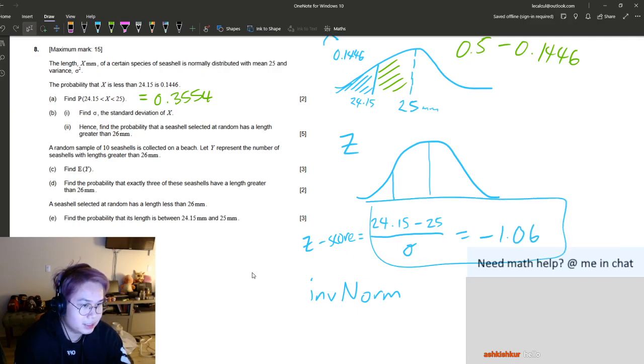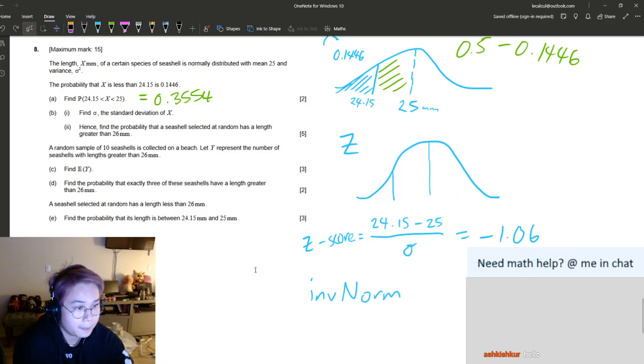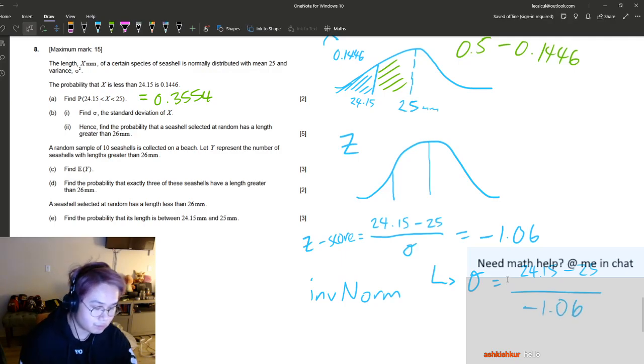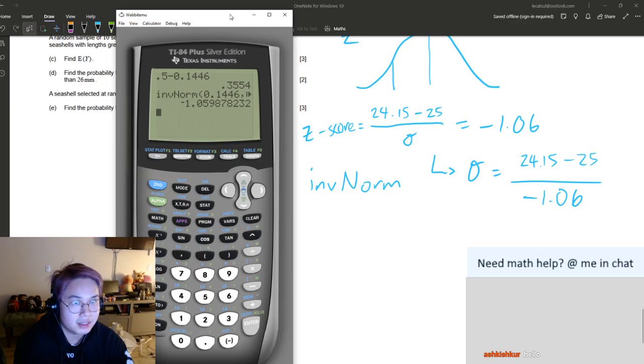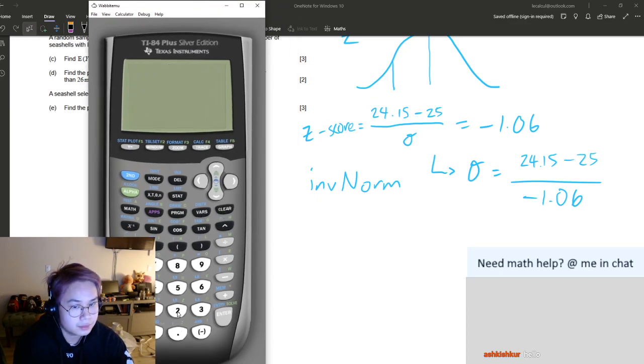And you see, now we have this expression. We can very easily solve for the standard deviation. So let's see. Standard deviation is 24.15 minus 25 divided by negative 1.06. So let's put that in a calculator. 24.15 minus 25 divided by negative 1.06. So our standard deviation is 0.802.